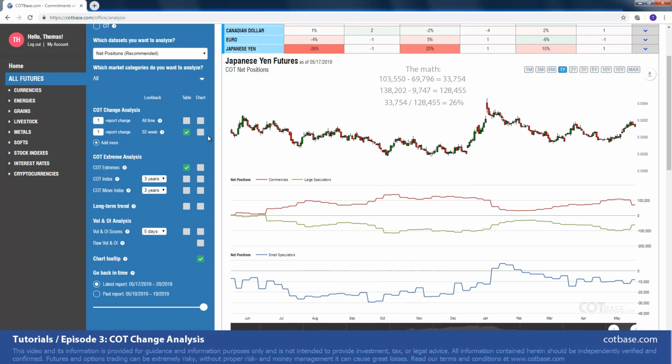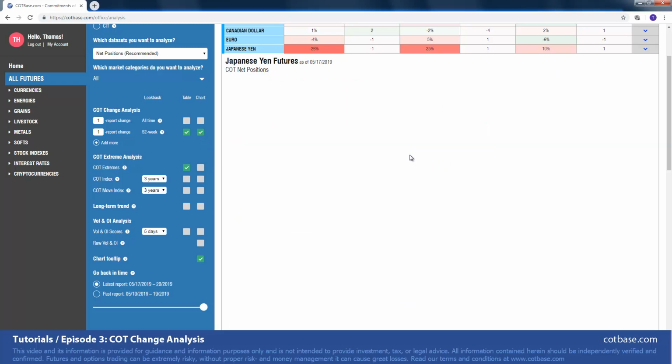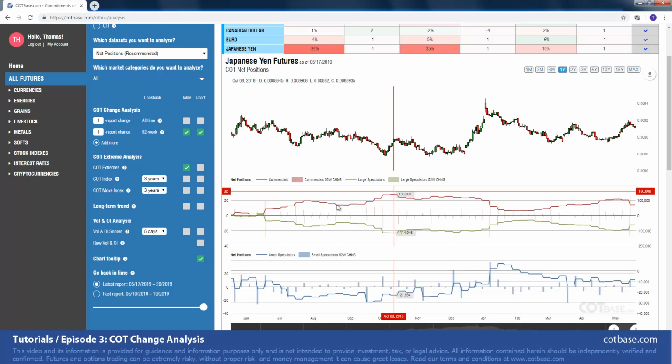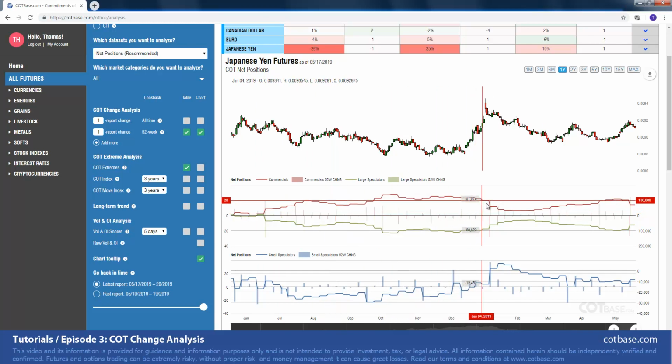Now, I just want to show you that you can also chart these large changes at COT Base. And of course, you can see it on the chart over there. Now, these large changes, of course, are always great signals. That's the reason why I opened the Japanese yen. If you follow my weekly reviews, I'm sure you're not surprised that I started off with the COT change analysis, because that's something that we analyze every week.